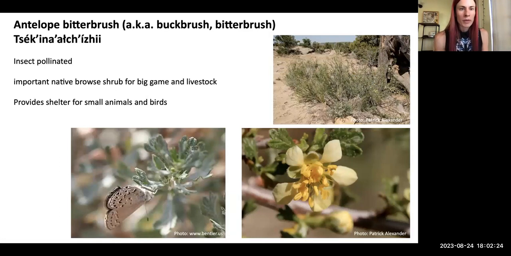Antelope bitterbrush. This plant is insect pollinated. Actually, all of these are, but a lot of these are. As you can see here, here's a hairstreak visiting. These are important native browse shrubs for big game and livestock, and they provide shelter for small animals and birds.